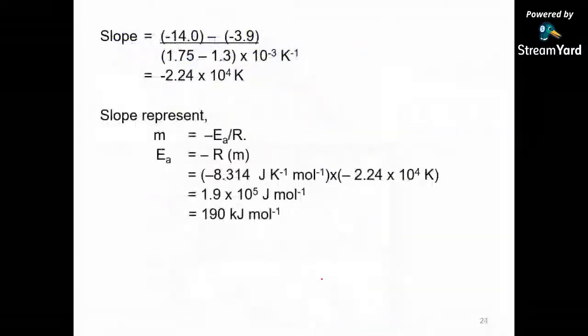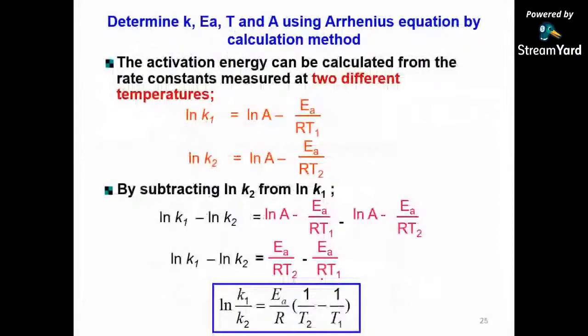Okay, now we go for the calculation method. We also can find the activation energy based on the calculation method. So ln k1 is like this, ln k2 is like this, and then subtracting ln k2 from ln k1, after subtracting you get this final answer.